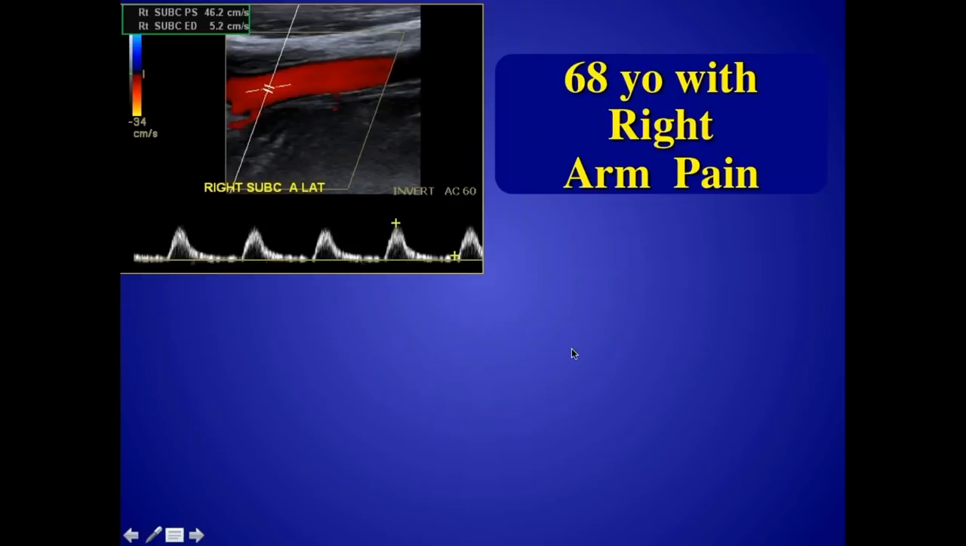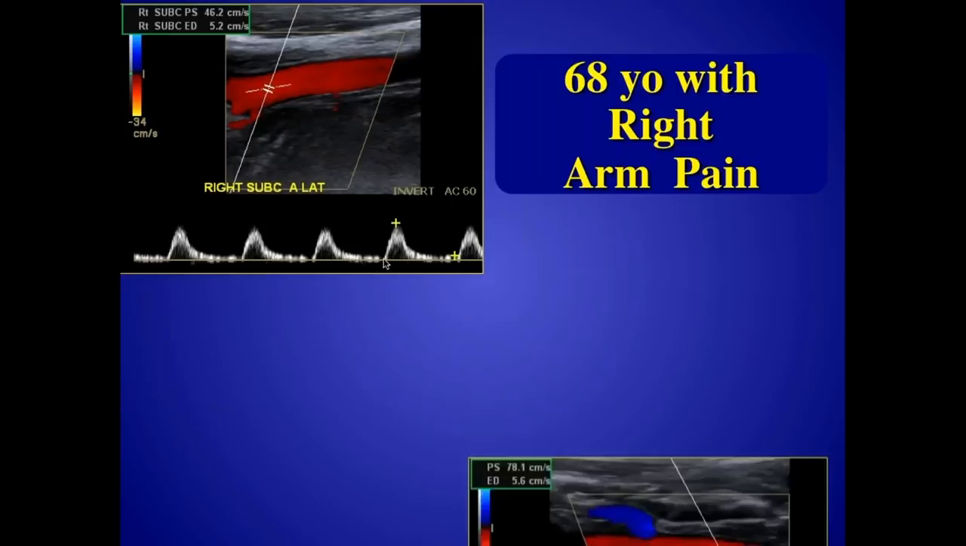So here's a quick case: 68-year-old with right arm pain, and we're looking at the right subclavian artery. The first thing I want you to recognize is that the waveform is abnormal. Just like the lower extremity, the waveform should be triphasic. And in this particular case, we see it's not. Not only is it monophasic, or flow in one direction, it's got a very slow rise, right? Slow rise, tardus parvus appearance, indicating there's a proximal or inflow lesion. So that's the first clue that there is a significant proximal lesion.